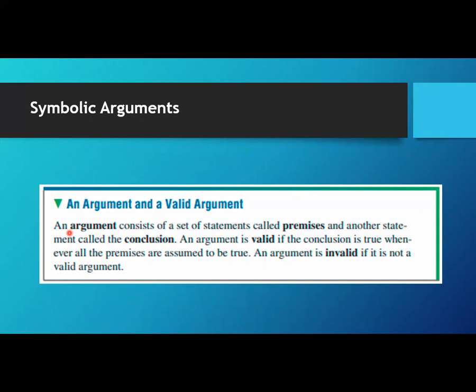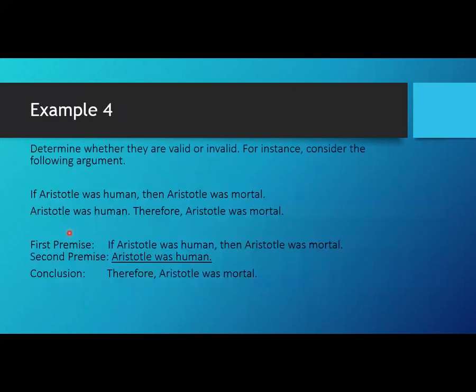An argument is valid if the conclusion is true whenever all the premises are assumed to be true. An argument is invalid if it is not a valid argument. Okay? So determine whether they are valid or invalid. No? So for instance, consider the following argument.